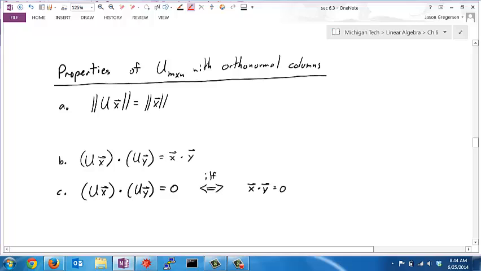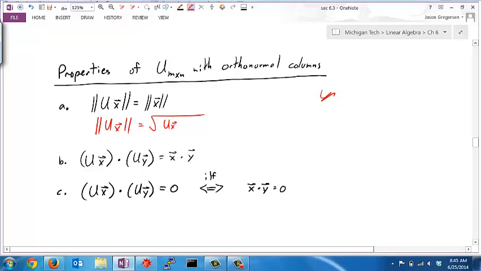Now, it's actually pretty easy to prove this one. I'm going to go through this proof real quick. I'm just trying to show this is true, so I'm going to start with this side. I have a definition for the magnitude of this thing: the magnitude is equal to the square root of the dot product.